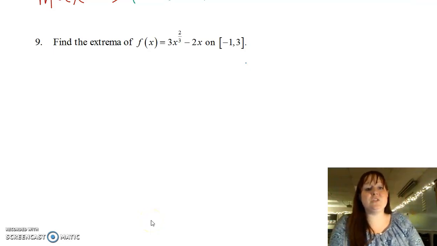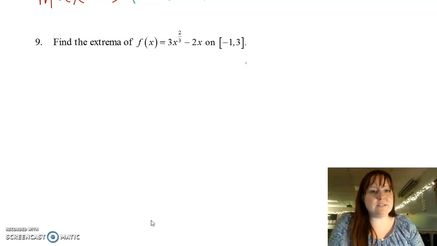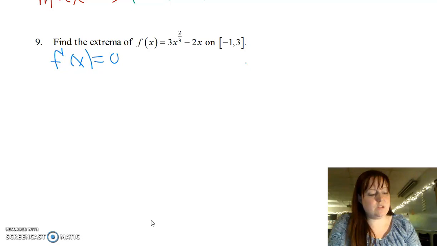All right, let's find the extrema of this function. It doesn't say global extrema, but that's what it's talking about. So we're going to find the global extrema. Now remember, we have a max or min anytime where f prime of x equals 0 or f prime of x is undefined.